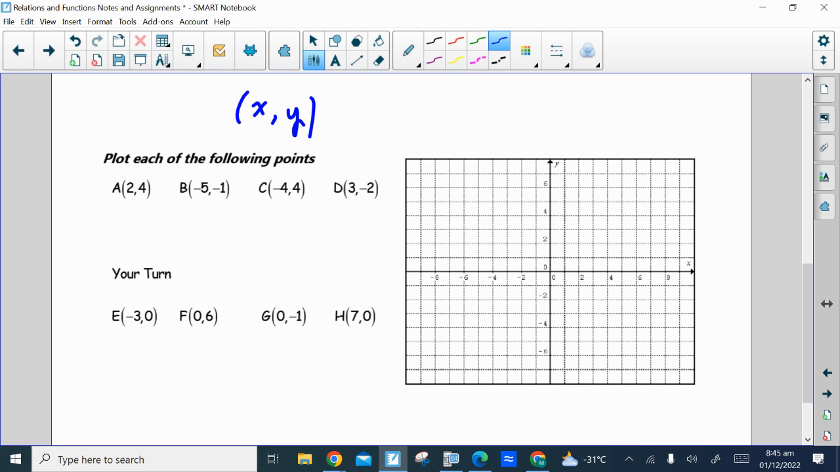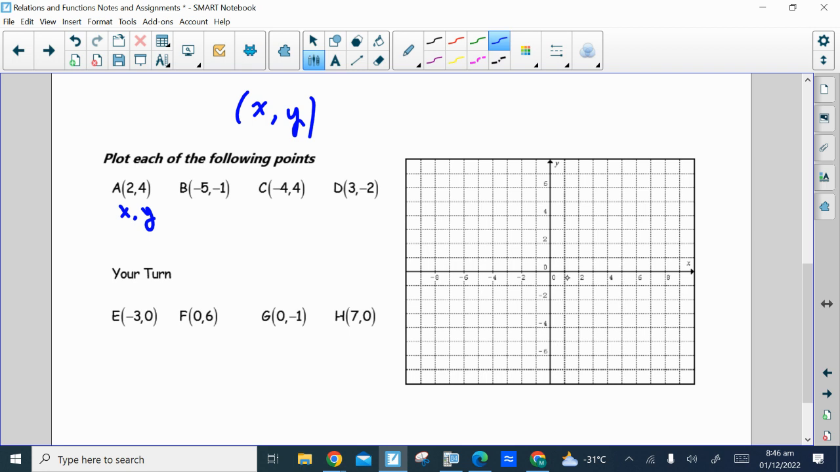So to plot the point 2, 4, the x value is 2. The y value is 4. X tells you if you go left and right and how far. Because x is positive 2, that means you're going to go 2 to the right. The y value tells you if you go up or down and how far. A y value of positive 4 means you're going to go 4 up.